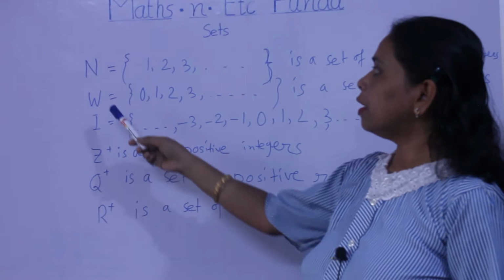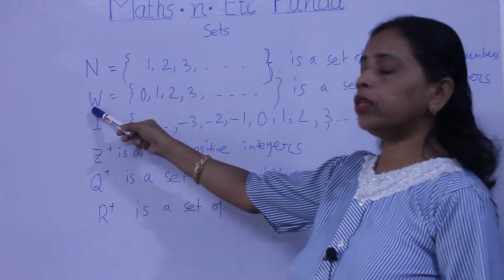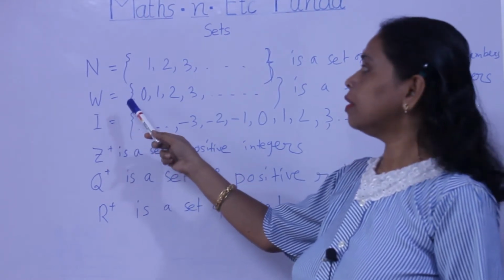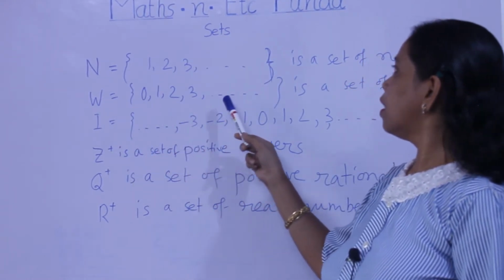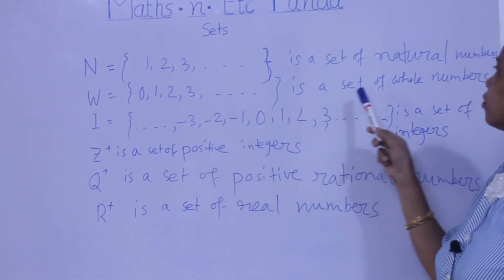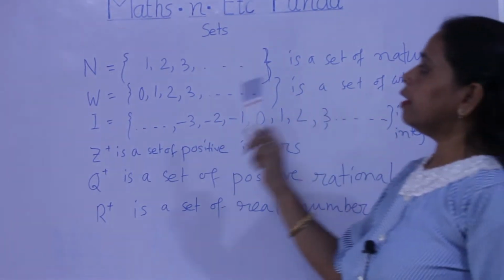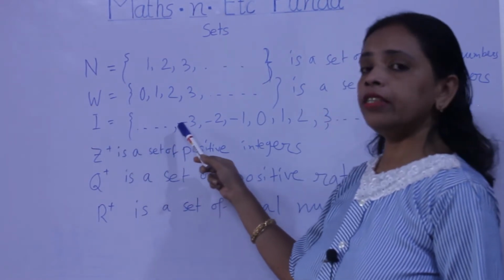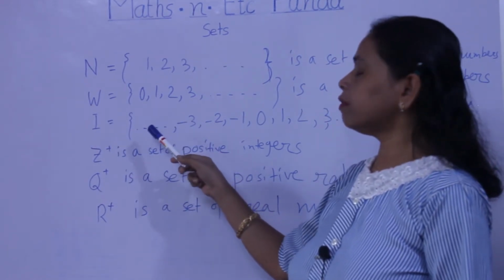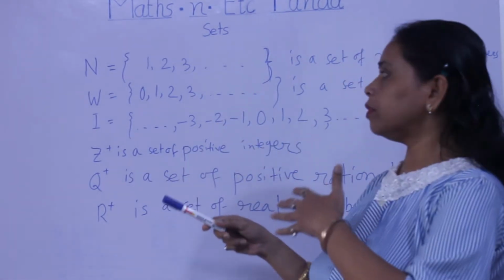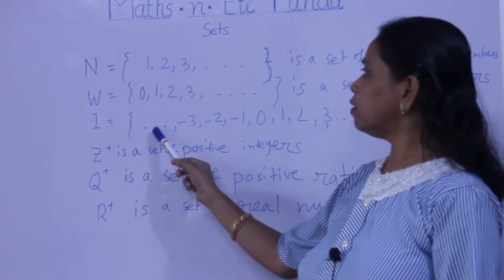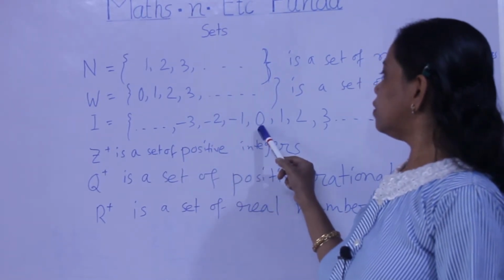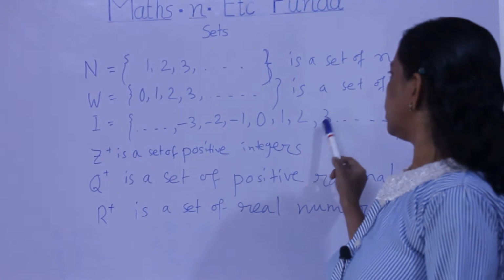Okay. Next one, set of whole numbers. It is represented by capital W and it is like this: 0, 1, 2, 3, so W is a set of whole numbers. Next, capital I represents set of integers. We know integers is from minus infinity to plus infinity. So it is like this: minus 3, then 0, then plus 1, 2, 3, like this.